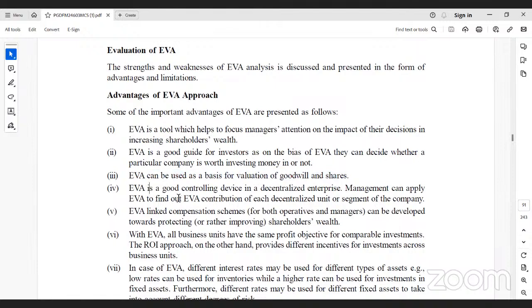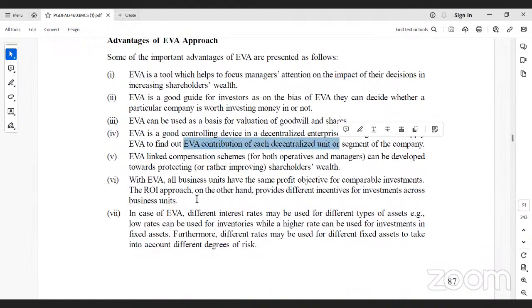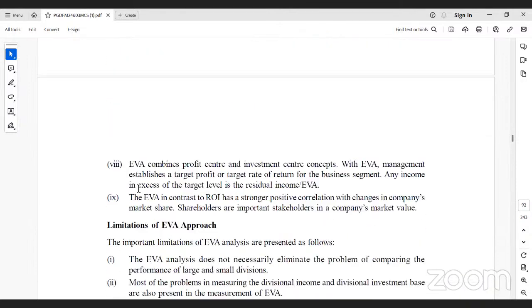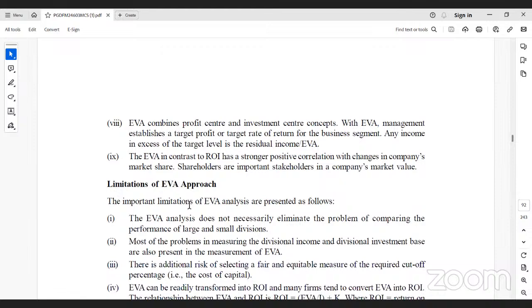So EVA is also a good controlling device to decentralize the enterprise. Every firm has to decentralize. They need to increase market share. The management can also apply EVA to find out the contribution of each decentralized unit or segment of the company. So EVA is linked to compensation schemes, for both operatives and management. So there are various kinds of advantages of the EVA method for measuring investment centers.